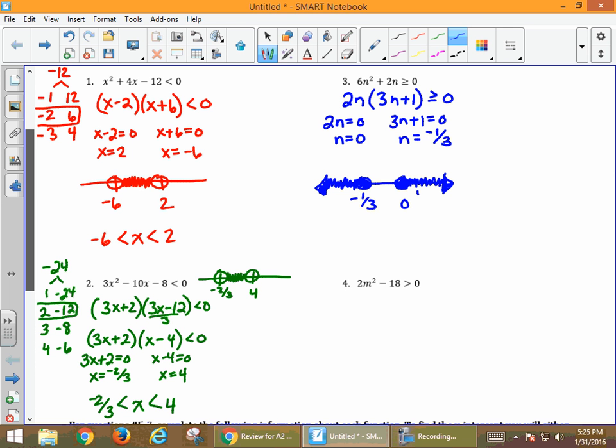The set builder notation for this one, because I am not coloring in between, this is actually an OR. So the left tail would be x is less than or equal to negative 1/3, or x is greater than or equal to 0.